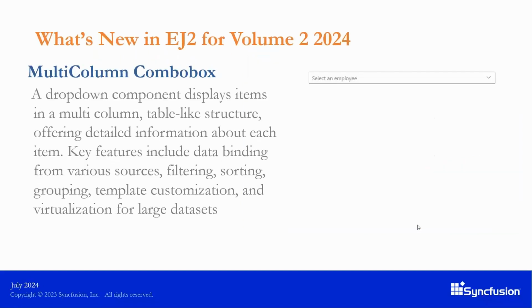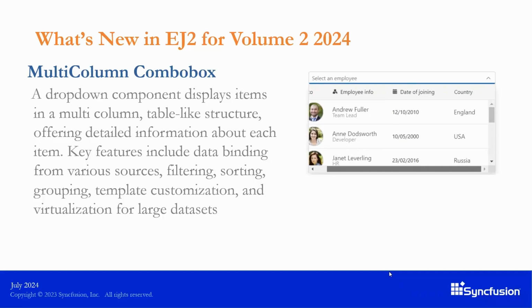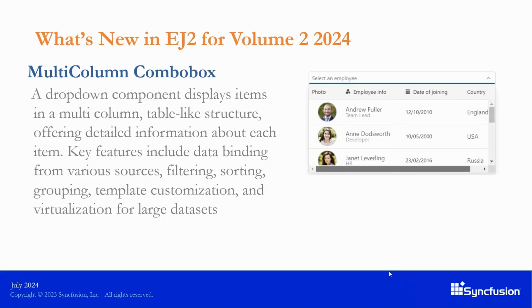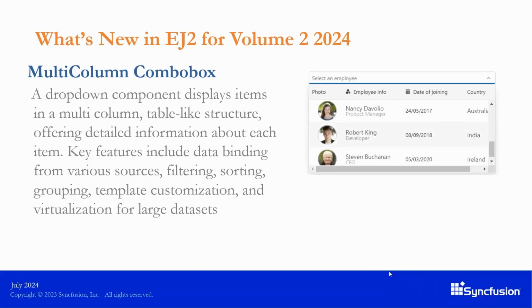Okay, now we'll move on to the EJ2 updates. In EJ2 platform, we have included the new component called MultiColumn ComboBox component, which displays multiple columns in a table-like structure, providing detailed information about each item. We have demonstrated this integration into a React app.